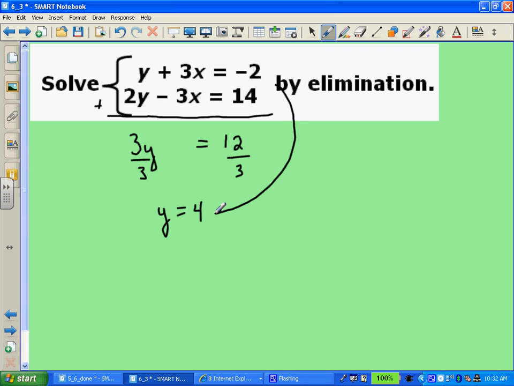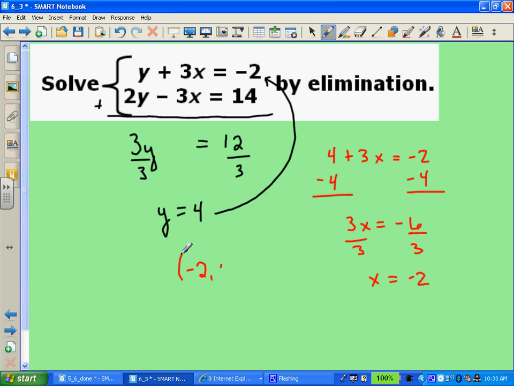And then once again, I can plug that back into either one of my original equations. So I plug it back into the first one. I'll have 4 plus 3x equals negative 2. So I subtract 4, subtract 4. So I get 3x equals negative 6. So then I divide by 3, and I figure out that x is negative 2. So I have the ordered pair (negative 2, 4).